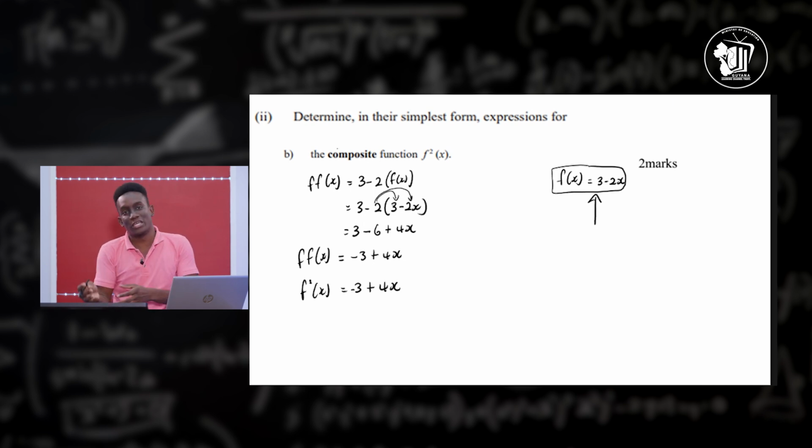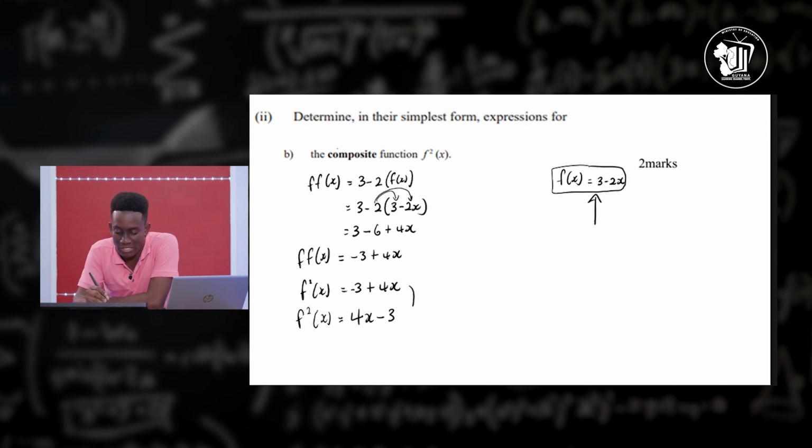So simply, you just put f inside of f. And also, to go back to this question, they want it in the simplest form. So we don't really like a negative in front here. So we can simply rewrite this and say f squared of x is equal to 4x minus 3. So both of these are the same thing. We just switch around the order of the terms. And that is the answer for this question in its simplest form.